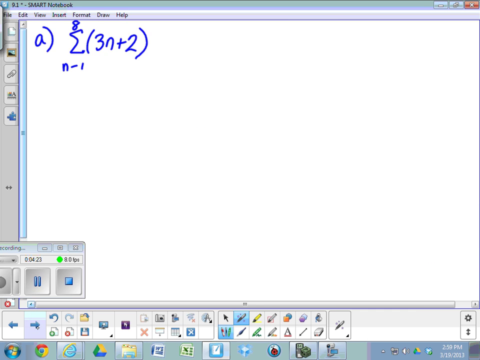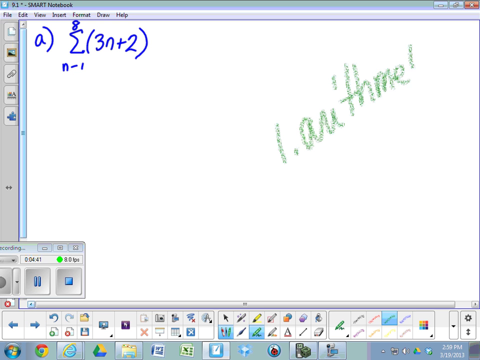Let's try it here. This is your first example that's printed on the paper. Let's go ahead and try to figure this out. And the first thing you should ask yourself anytime you're doing any of these problems is, question 1, is this arithmetic? Is this going to be an arithmetic sequence? I say yes, and I can tell because when I look at the formula, it's linear. It has a slope of what? 3, and a y-intercept of 2. If it's linear, it's arithmetic. You can use the formula.